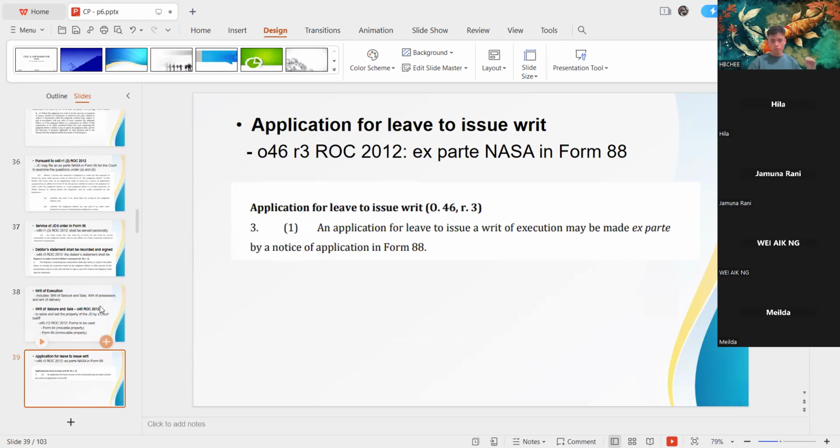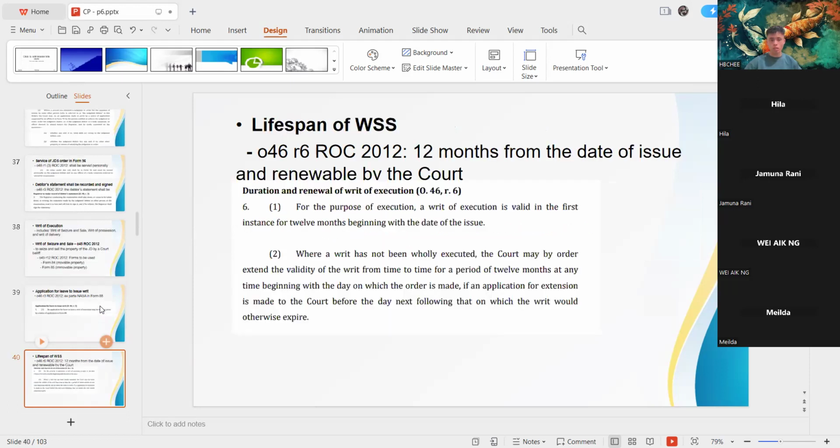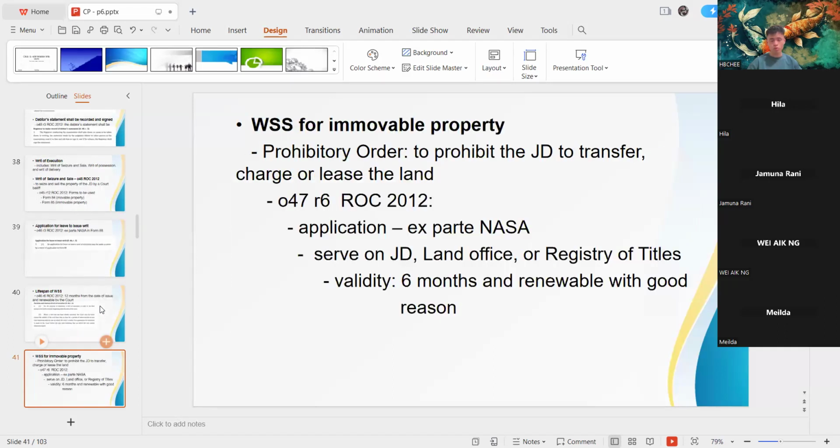To apply for leave to issue the writ of execution is by way of ex parte notice of application in Form 88, supported by affidavit. And then the lifespan of the writ of execution is valid for 12 months, which is 1 year. And it's renewable by the court, if you file an application to extend the period.